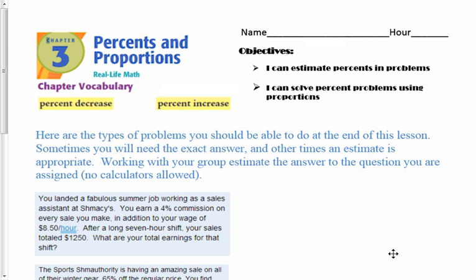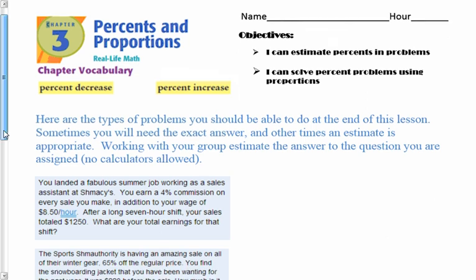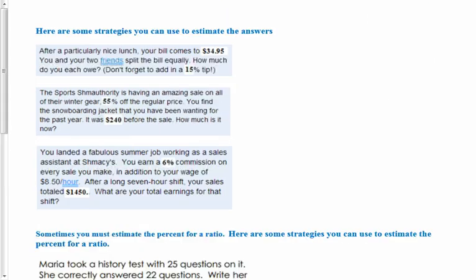In this lesson, we are going to learn how to estimate percents in problems and how to solve percents using proportions. I'm going to skip to the second page here. We'll do the ones on the first page in class. But I'm just going to give you some strategies for estimating the answers to percent problems.